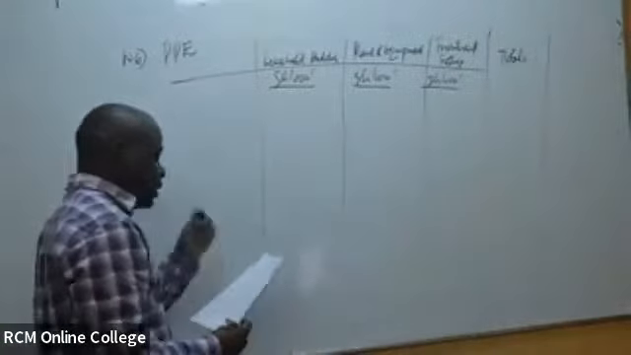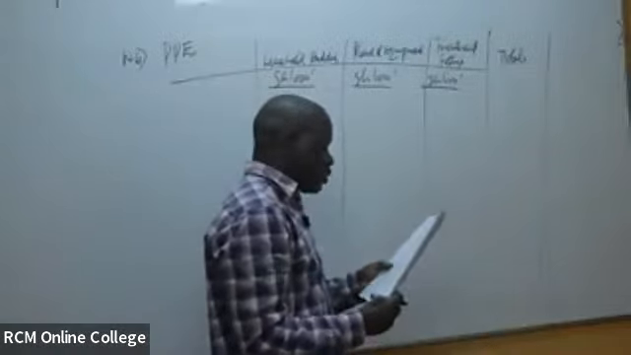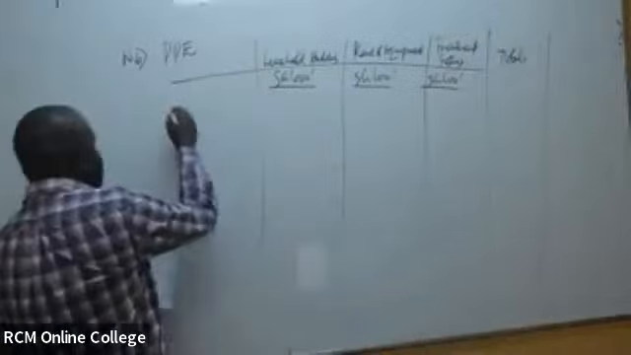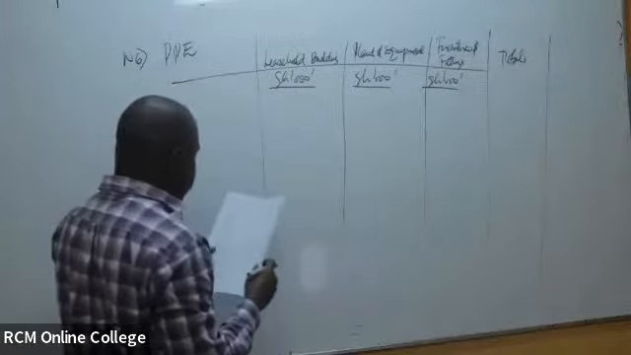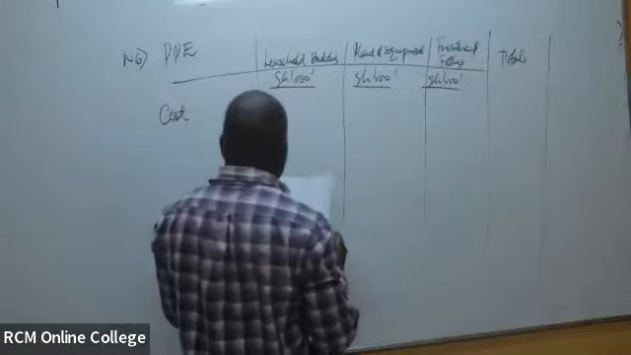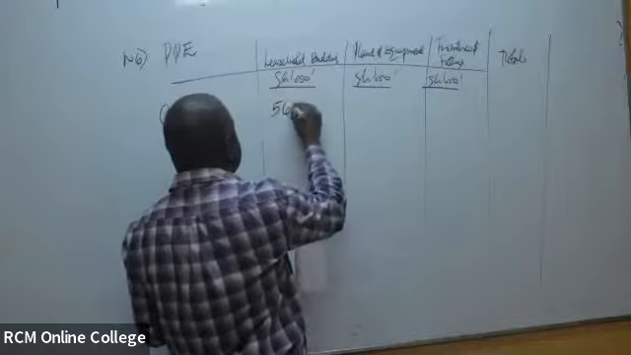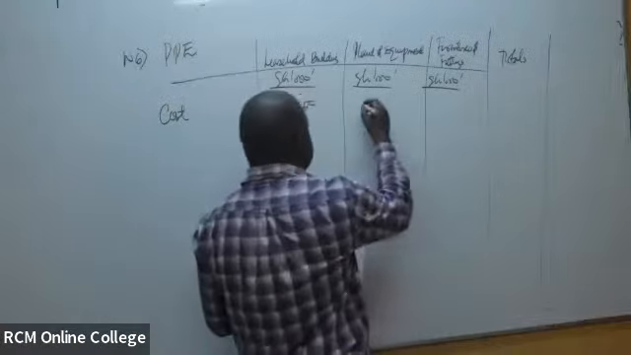So what you do here, you also start with the balances that you're given, maybe as at the start of the year, or maybe the cost of the item. You can start with the cost of the item. For example, for this leasehold building, we have 56,250. That is as per the trial balance. We have plant and equipment, it is 55 million.